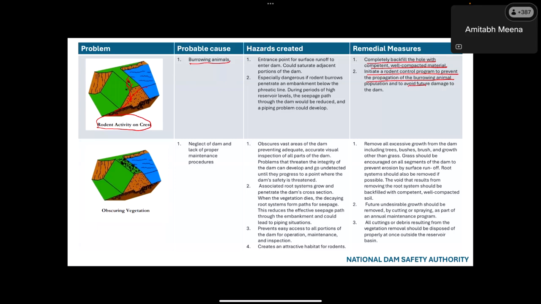So this is like obscuring vegetation. The main problem with this is that it will hide certain cracks, suppose there is a crack here. So this vegetation will hide those cracks, and we will not be able to take remedial measures on time. Therefore, this vegetation should be cleared off regularly. Otherwise, this may cause serious problems also.